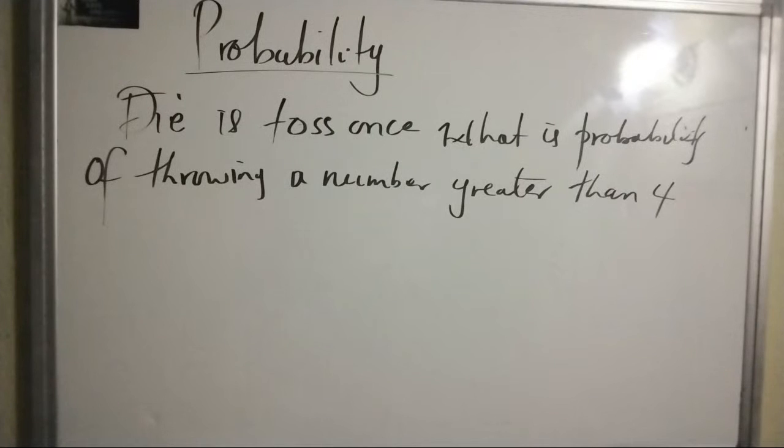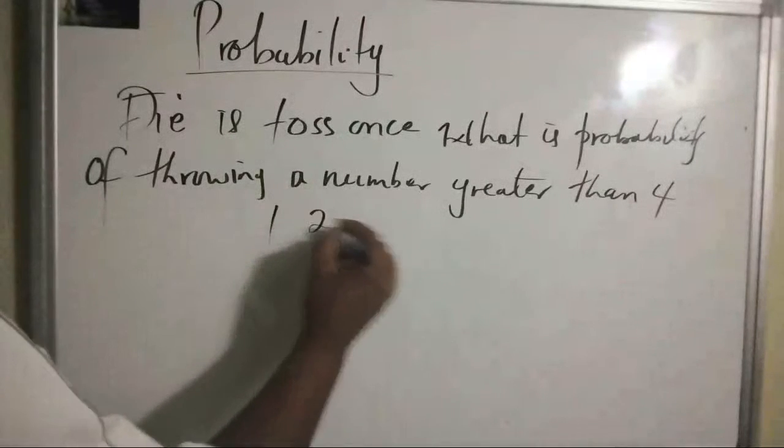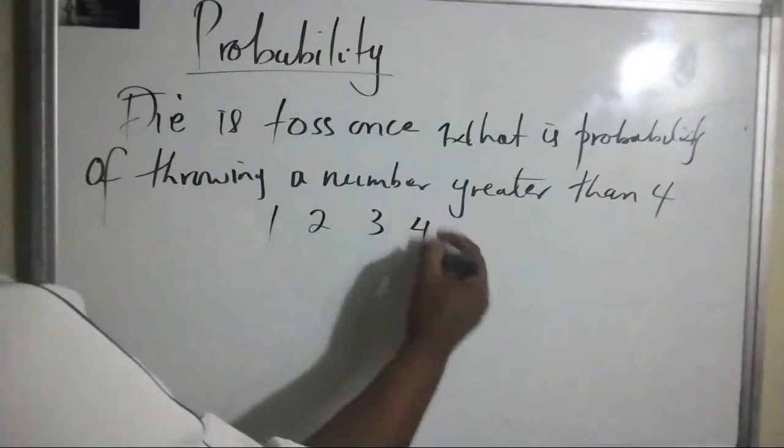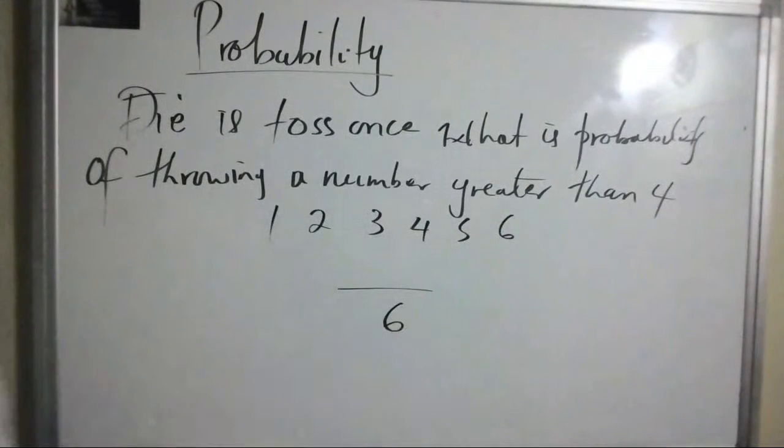Someone says 1 out of 3. That is correct. 2 out of 6 is correct also. So let's look at the numbers. The possible numbers are this. So we can say we have 6 numbers, so that will be our denominator.